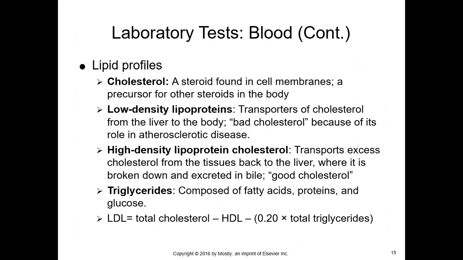So, some other types of lab tests. What other things can we look at when we look at the blood? We can look at samples of cholesterol. So we can do what's called a lipid panel. We can look at total cholesterol, low density lipoproteins, high density lipoproteins, and triglycerides.